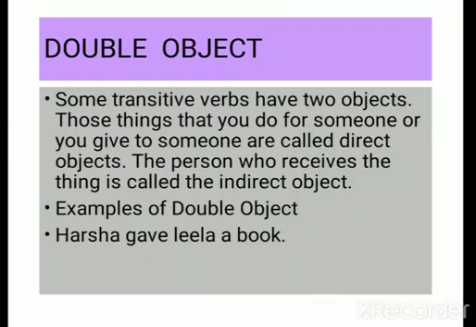Now if we want to find the direct object and indirect object in this, we simply see the direct object answers the question what. So here book is a direct object, and the indirect object answers the question to whom. So Leela is the indirect object here.